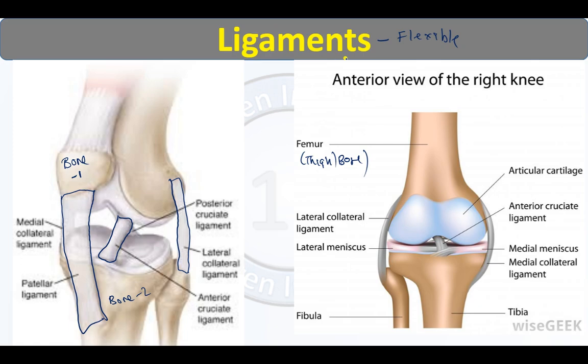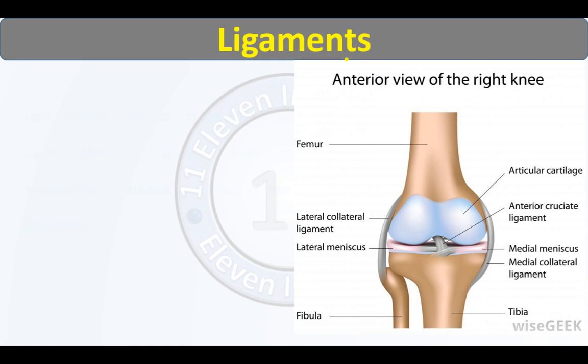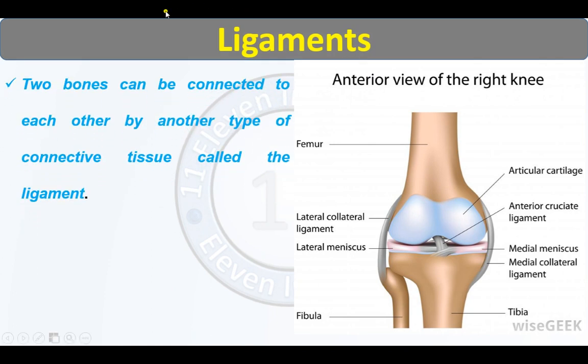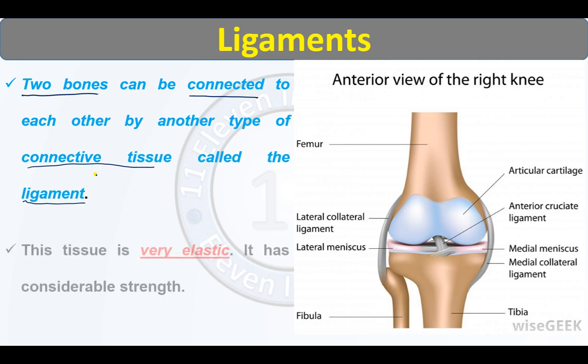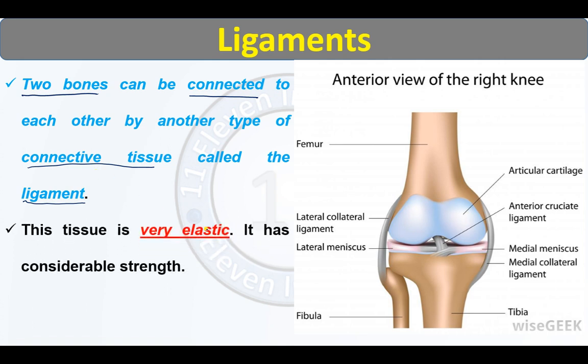So ligament is a tissue which connects the two bones, and from its nature we know that it will be stable. Right, so we can see now two bones can be connected to each other by another type of connective tissue called ligament. Two bones are connected with the help of a connective tissue, and that connective tissue is known as ligament. Fine. The tissue is very elastic, and instead of elastic I have used the word flexible.